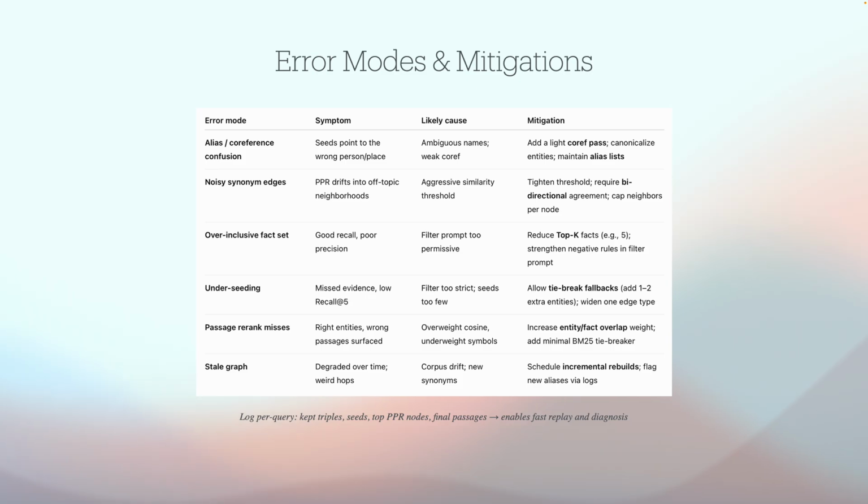After that, we have a few error modes and the mitigations that we can do for them. So for alias or coreference confusion, we can mitigate it using a light coref pass, etc. And then noisy synonym edges can be mitigated by using this. And then for over-including the fact set, we can reduce the top-k facts. And then for under-seeding, we can allow tie-break fallbacks. For passage re-rank misses, we can increase the entity-fact overlap weight. And if we have a stale graph, we can schedule incremental rebuilds or flag new aliases via logs.